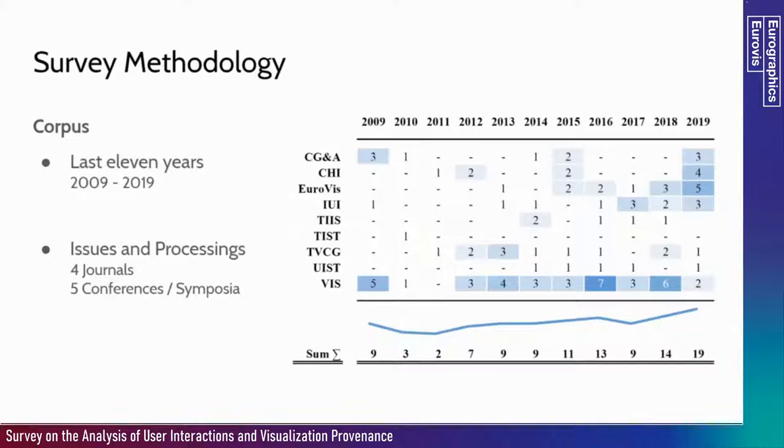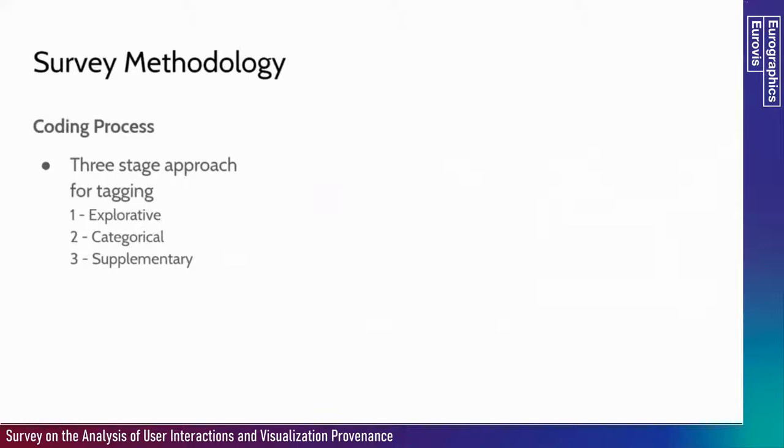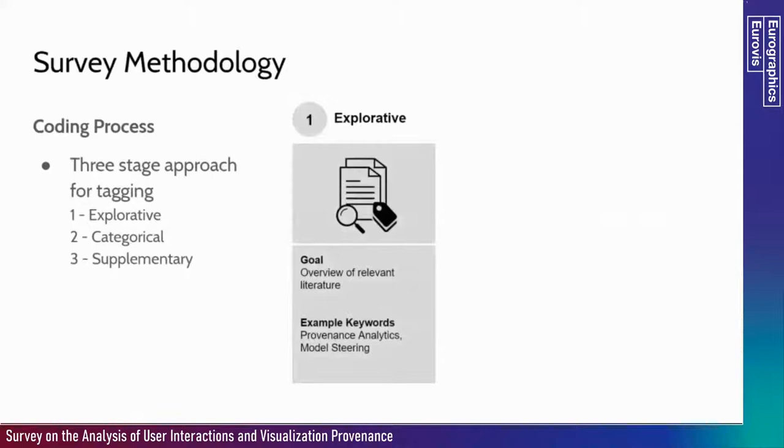For a systematic approach for our paper collection, we continued with a 3-stage process for the tagging. We first started with an explorative tagging with literature we were aware of. Each contributor was assigned to at least 1 conference or journal to screen. The used tags were manually assigned to get an overview of relevant literature. This process resulted in a collection of 266 papers.